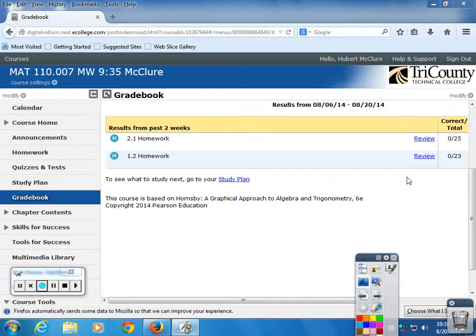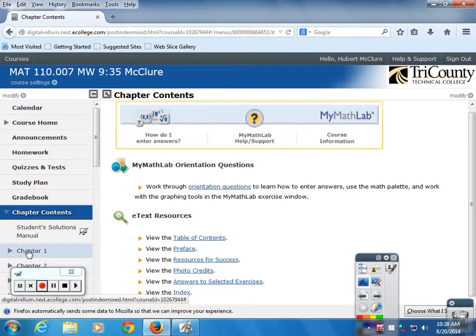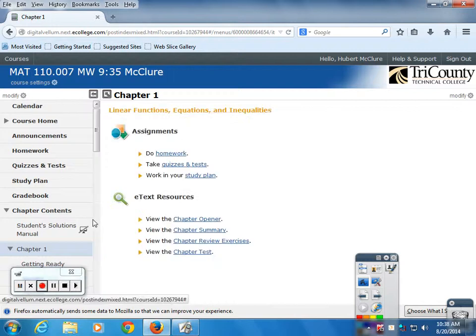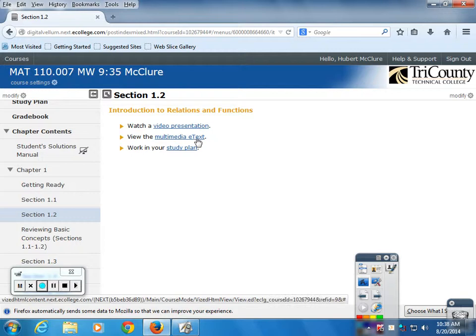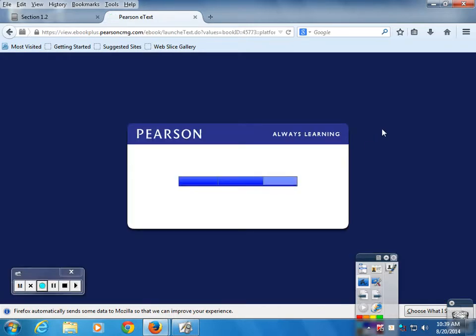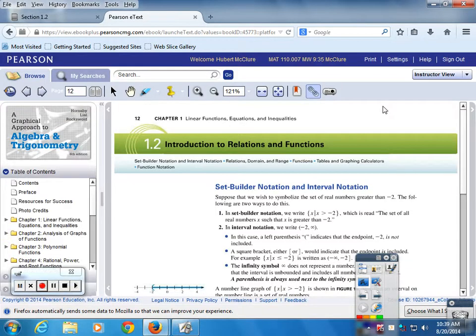Now, how do you print out your book? Chapter contents. Go to the chapter and section you want. Let's say 1.2. That's what I pulled up a while ago. And multimedia e-text. And here is section 1.2 in your book. So if you have your book, turn to page 12 and it will look exactly like this.